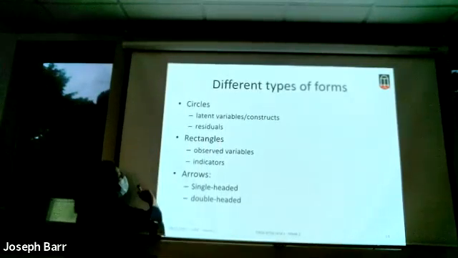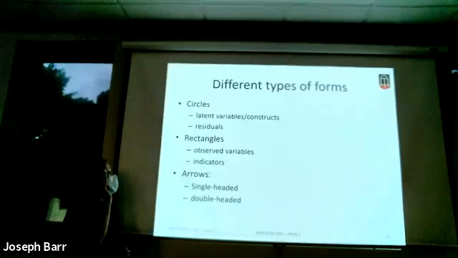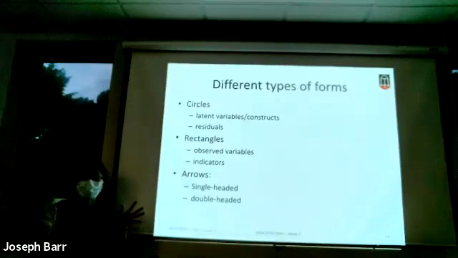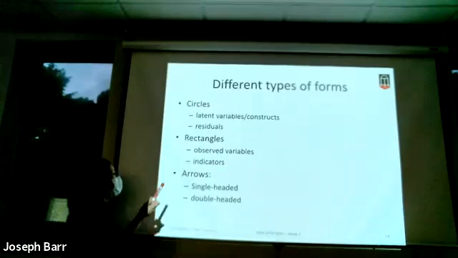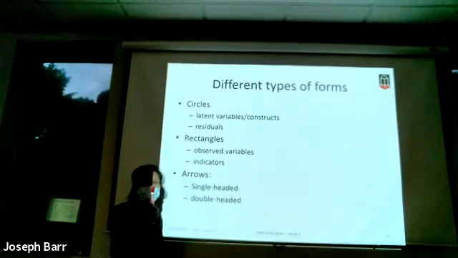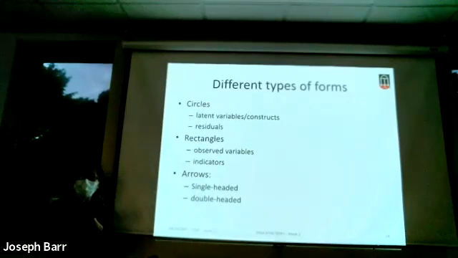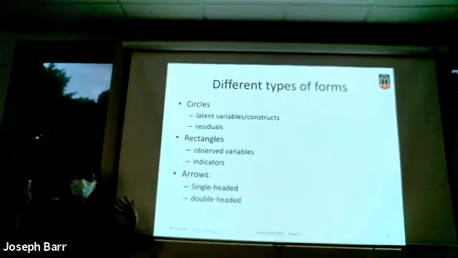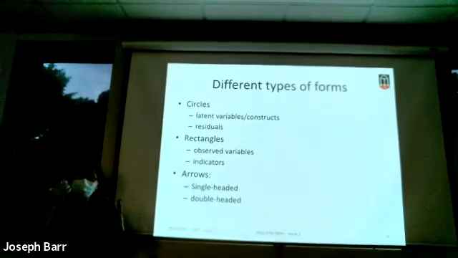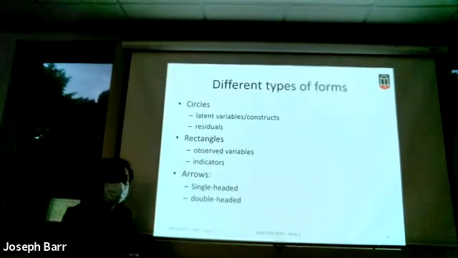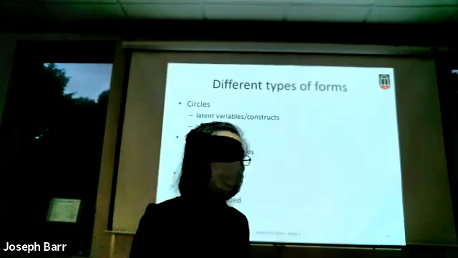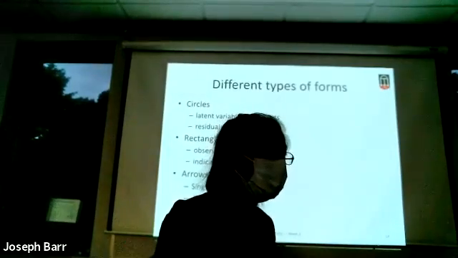That's for circles. But we also have some rectangles or squares. What are those variables? Those are observed variables. Okay, directly measured variables from our test or questionnaire or other way to collect data. Yeah, question? So the observed variables are basically the items that were used.